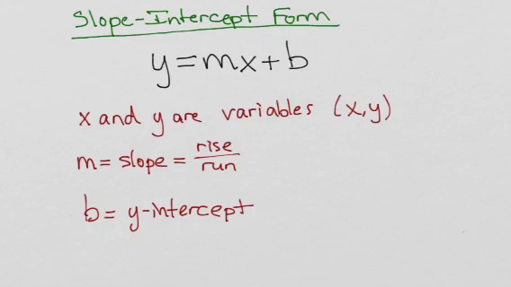Now the m, there'll be a number in that spot. That makes it special. It is the slope, which we call rise over run, or change in y over change in x, sometimes referred to that way. And then that b number in the back, that's the y-intercept.